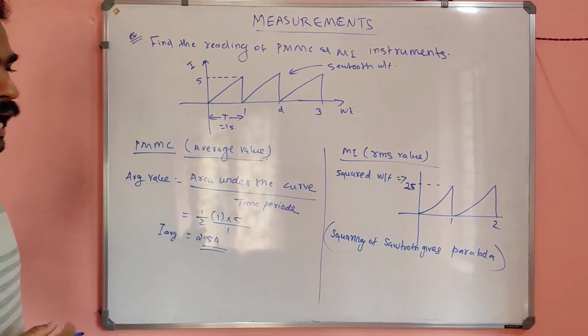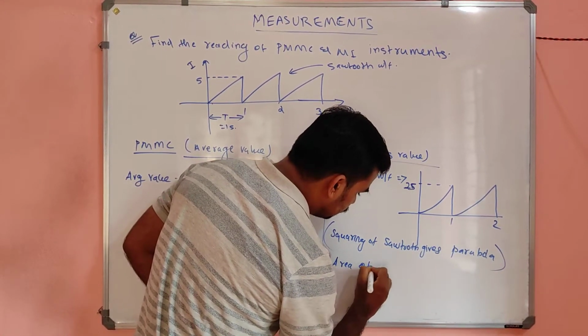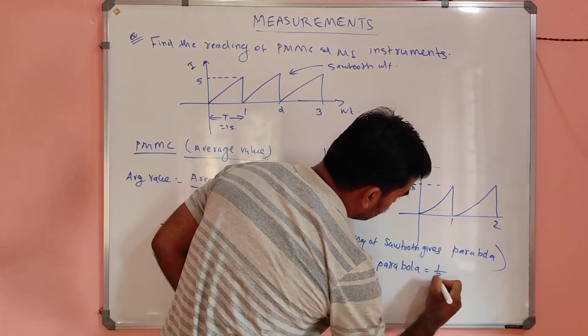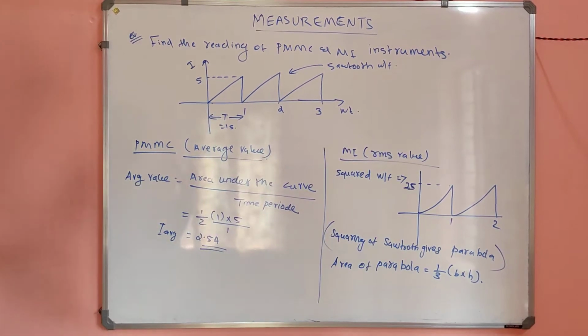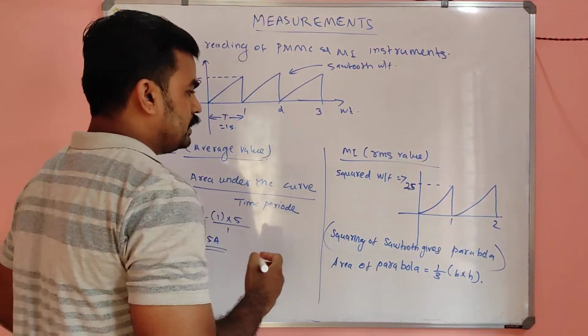Is it clear? And the area of parabola, my dears, you have to remember this. It is equal to 1 by 3 into B into H, 1 by 3 into breadth into height. That is the area of parabola. So what is the RMS value?